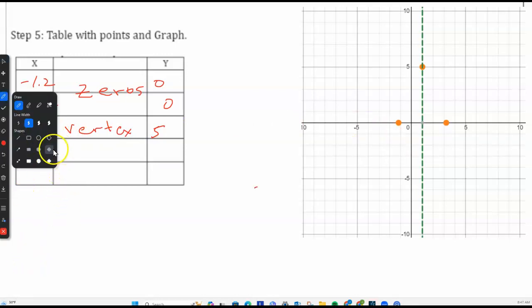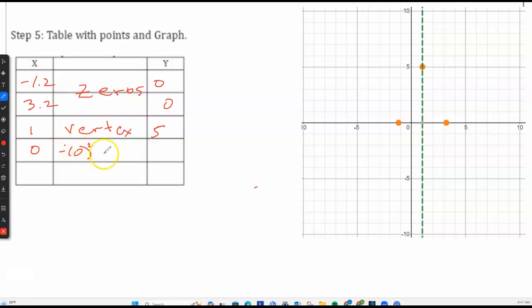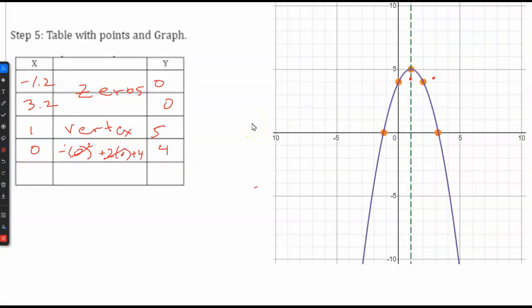Let's just put 0 in and see what happens. Let's see, we're putting 0 into the equation. So y equals negative 0 squared plus 2 times 0 plus 4. These are both zeros, so we get 0, 4. So we're going to put a dot here, and then we're going to make a mirror image of it on the other side, and it's going to be over here. Now we have enough to make our graph. Our graph should look something like this.